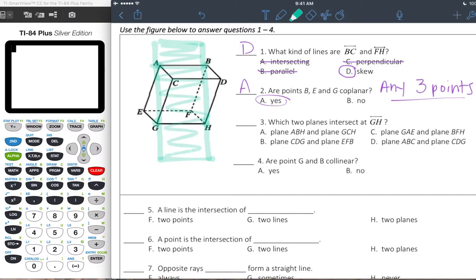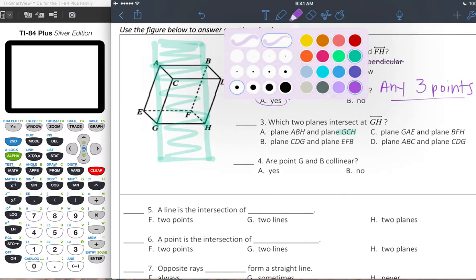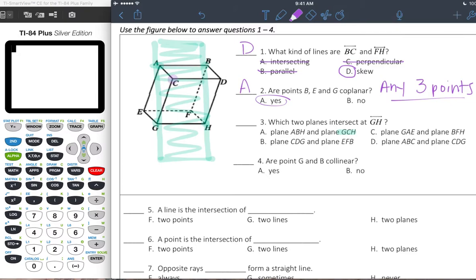All right, and then we're going to have plane CGH. So I'm going to do that one in purple. Plane CGH is going to be this front side of the box that also uses point D. So if you look, both of those planes share the side GH. So A is going to be our correct answer.